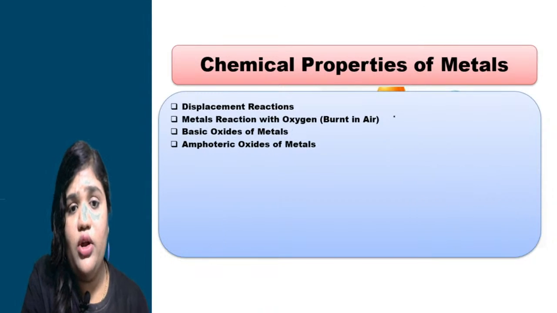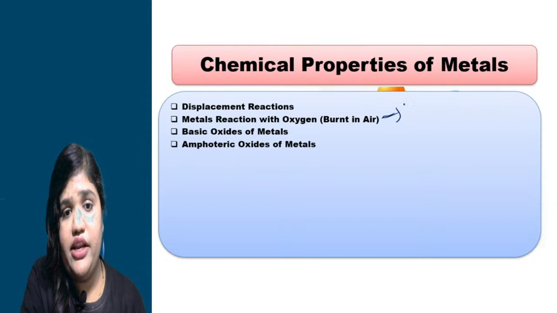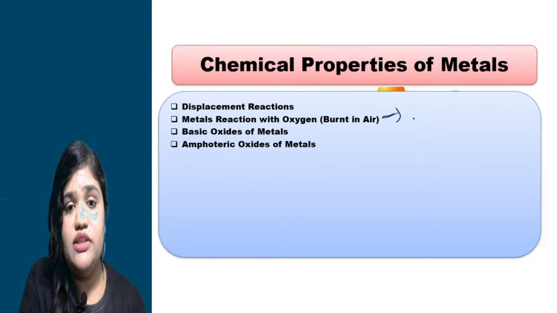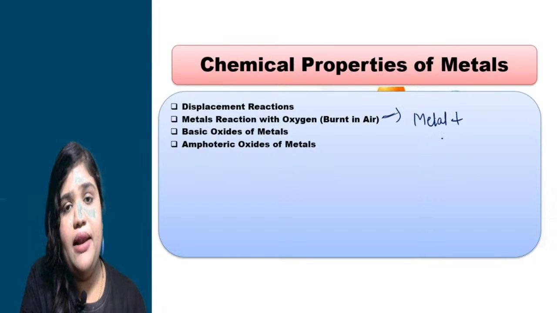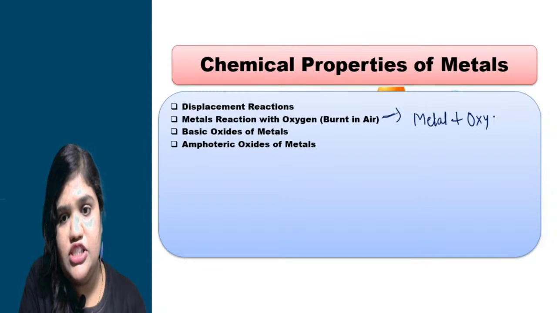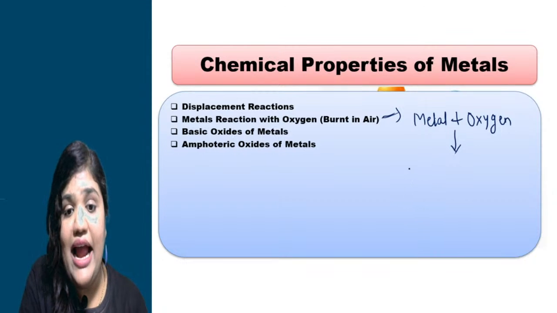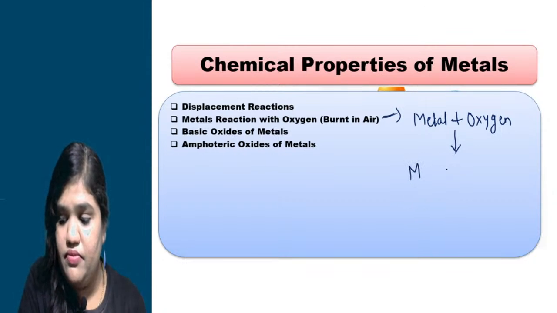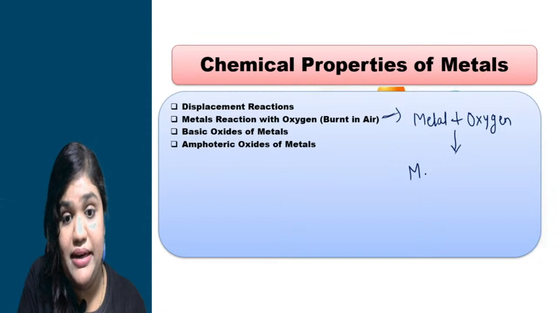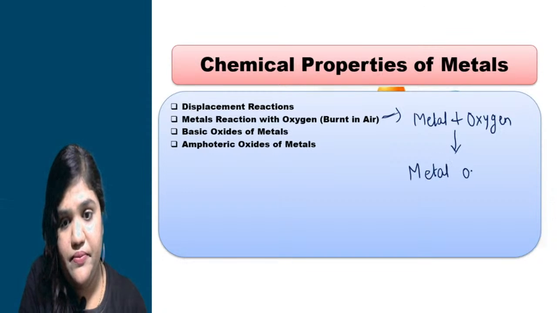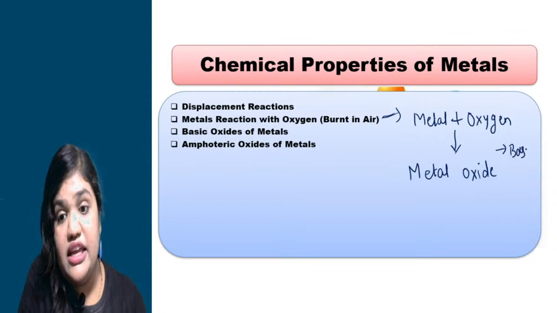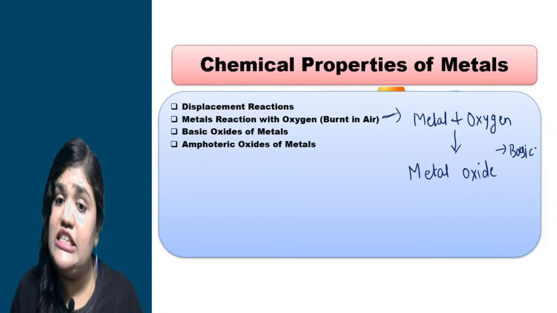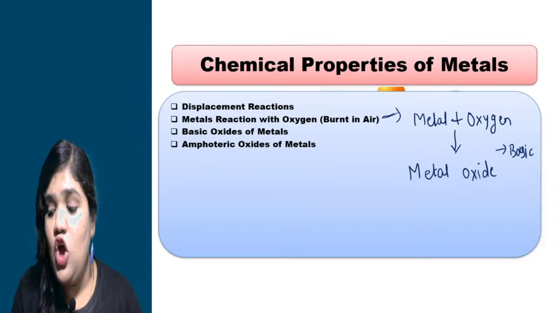Now we are going to discuss this point, which is very important. When metal reacts with oxygen, I will write over here: metal plus oxygen gives a formation of metal oxide. Sorry, metal oxide, not hydroxide. This is the basic reaction. When any metal reacts with oxygen, there is a formation of metal oxide.